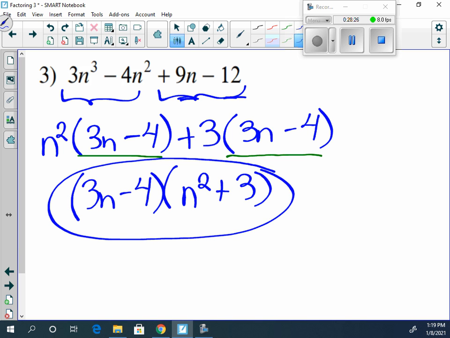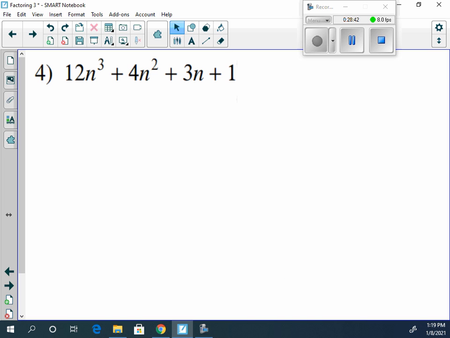I'm good. Any questions over anything we've done so far? Any questions over any of these here? Are you ready for the next one? Yes? Okay, let's look at this one here. 12n cubed plus 4n squared plus 3n plus 1. So we're going to factor this by grouping.